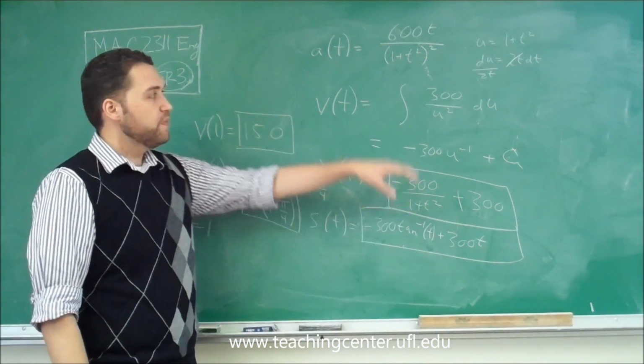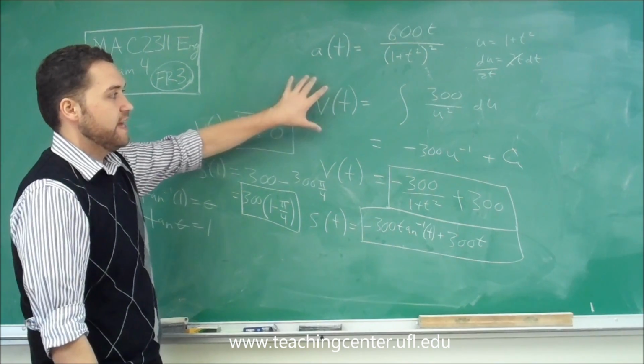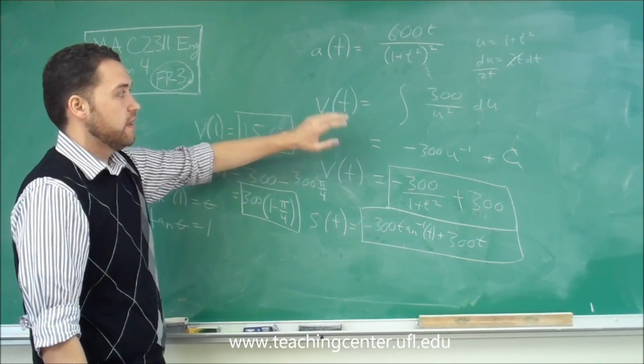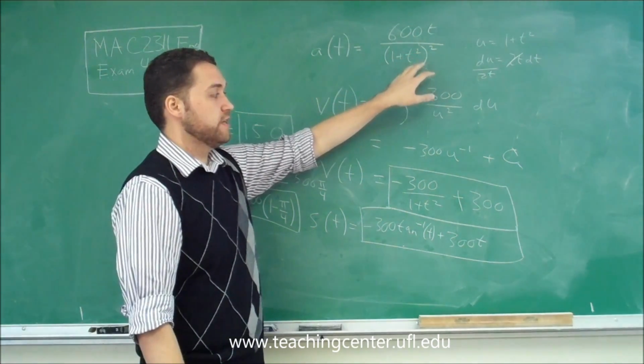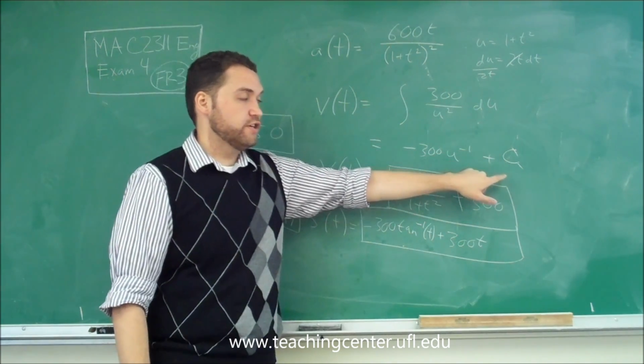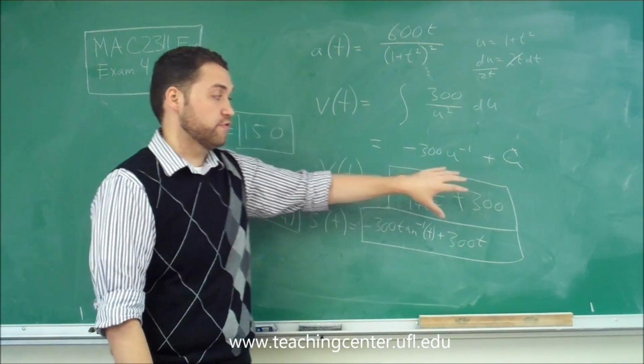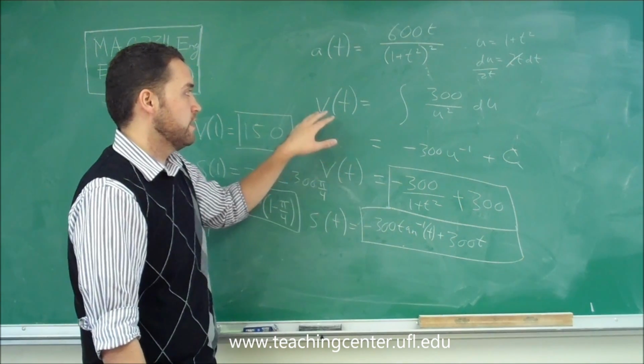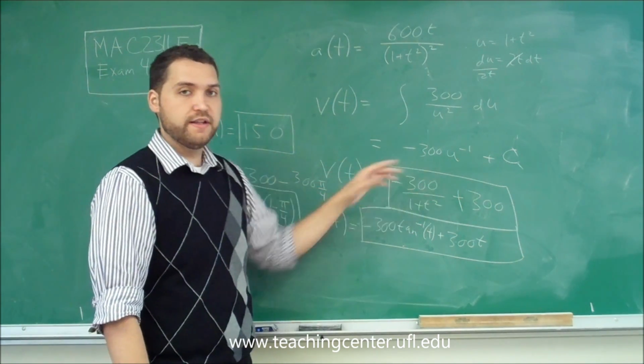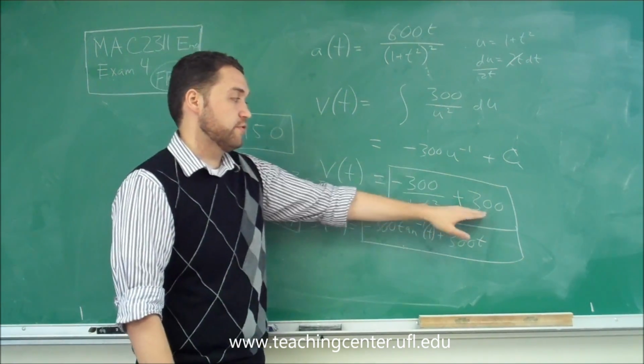So just a real quick recap, they gave you the acceleration. We took the antiderivative to get the velocity. We had to use a u substitution here to get the antiderivative, and you had an integration constant that we had to solve for to get our particular solution. What we did was it said that the initial velocity was 0, so we could plug in 0 and set equal to 0. And we solved for c and found out that was 300.